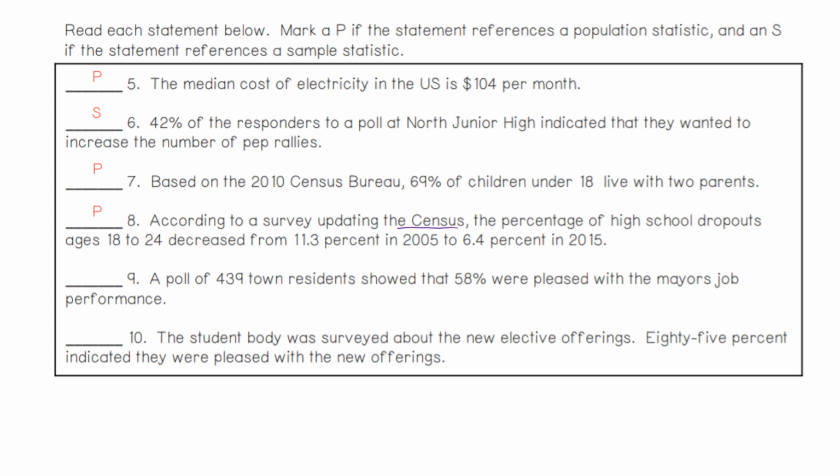Number 9, a poll of 439 residents showed that 58% were pleased with the mayor's job performance. That would be a sample statistic because they have picked a specific group or a specific number of residents, and they're also the residents that are pleased. Number 10, the student body was surveyed about the new elective offerings. 85% indicate that they are pleased with the new offerings. This one is considered a population statistic because it was the whole student body being surveyed.